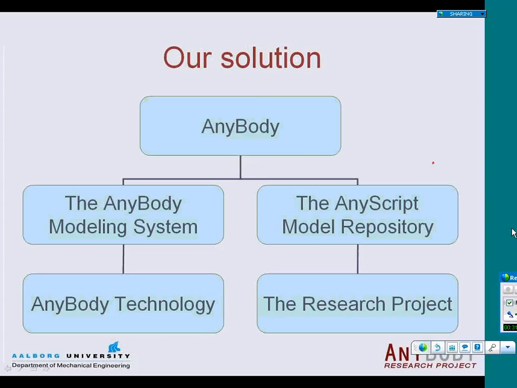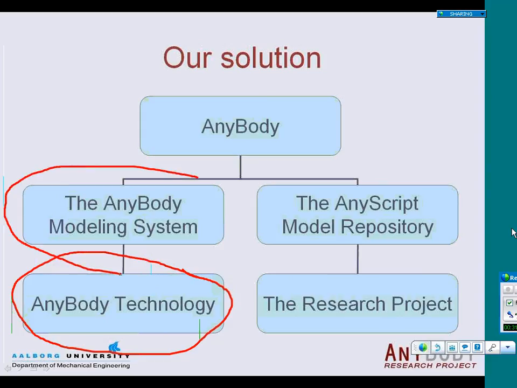The solution that we have made in the Anybody undertaking, and when I say undertaking, I mean everything that's involved in all the Anybody stuff, is that we have separated into two organizations. We have on the one hand Anybody Technology, which is a company. And Anybody Technology is responsible for development of the Anybody modeling system. So Anybody Technology is a software development company.